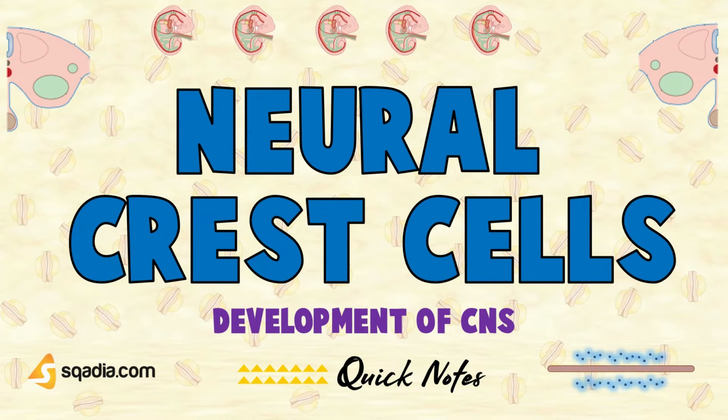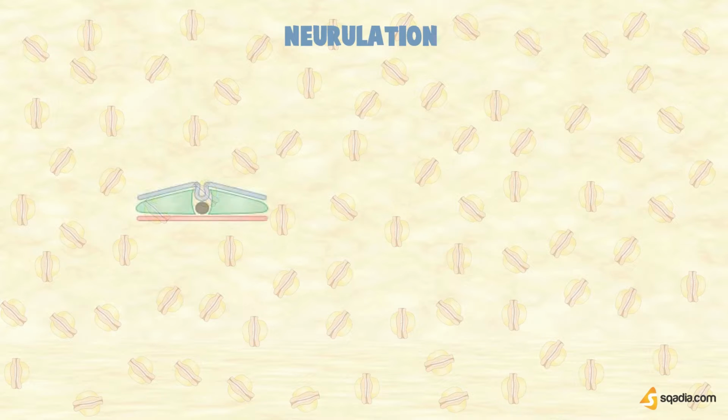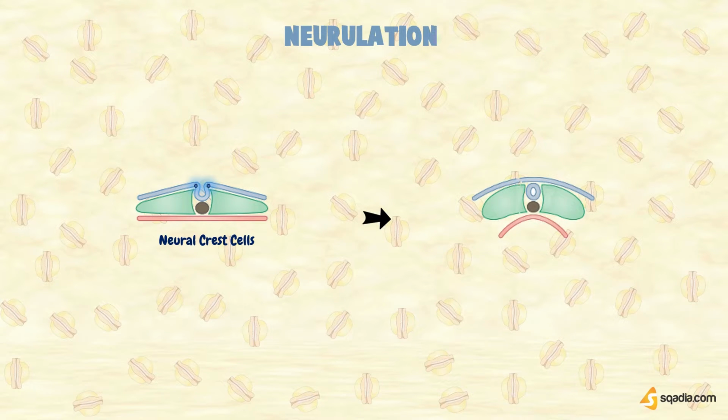In this video, we will talk about the neural crest cells. Do you know what are neural crest cells? As we have discussed during neurulation, neural crest cells appear in the crests of the waves of the ectoderm that are moving towards each other. In the next step, the neural tube has formed, and neural crest cells move away.